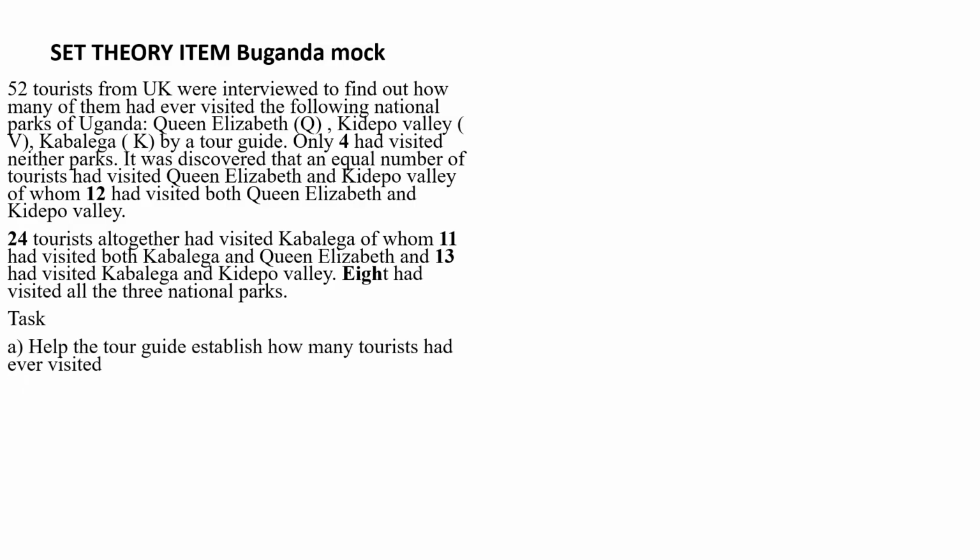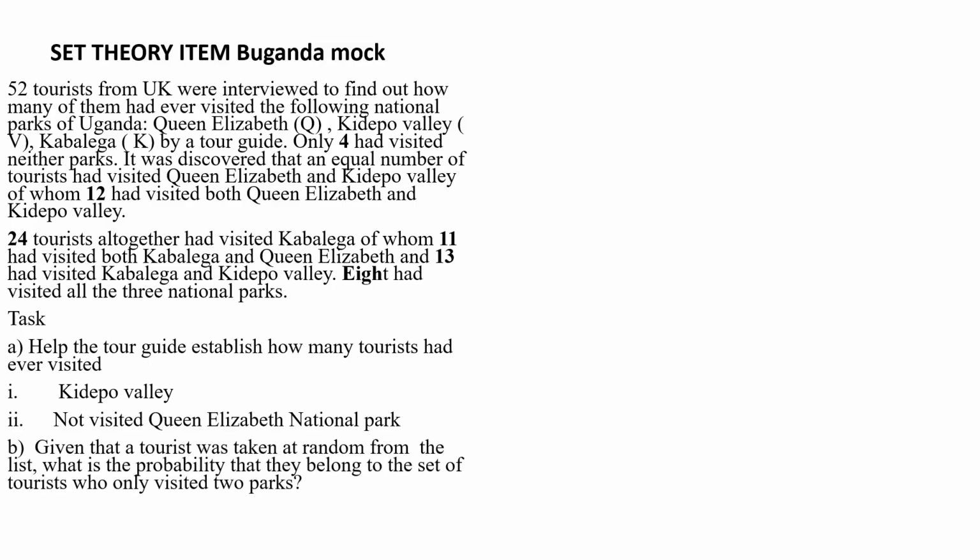Task: help the tour guide to establish how many tourists had visited Kidepo Valley and not visited Queen Elizabeth National Park. And then part B, given that a tourist was taken at random from the list, what is the probability that they belong to the set of tourists who only visited the 2 parks?